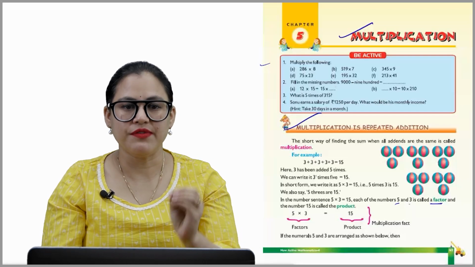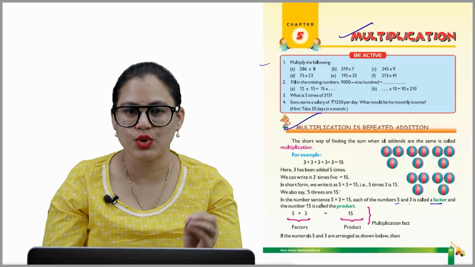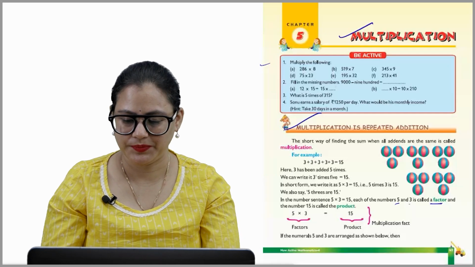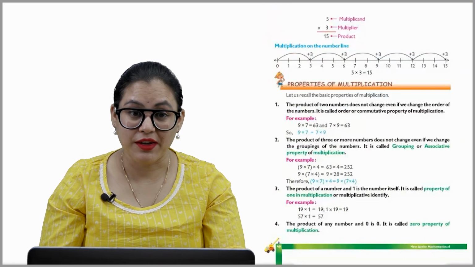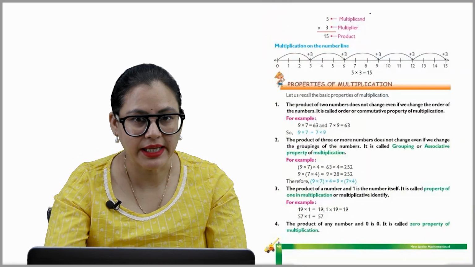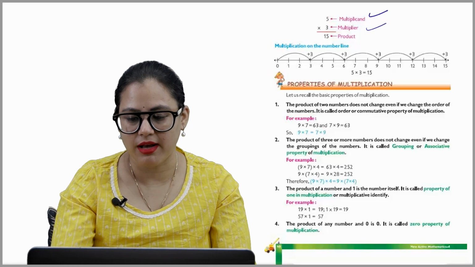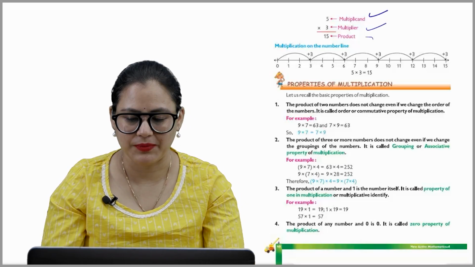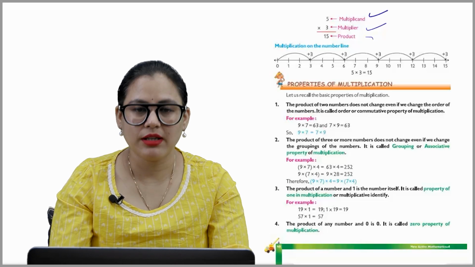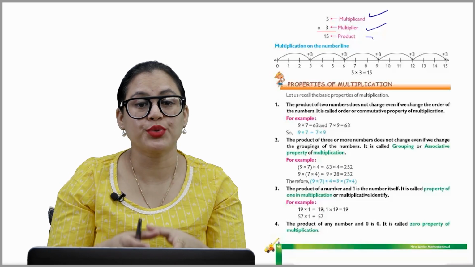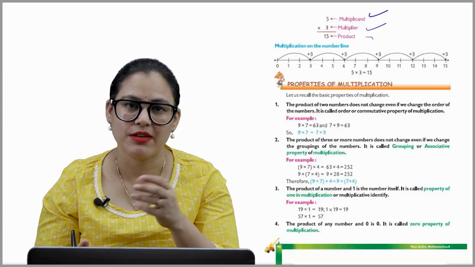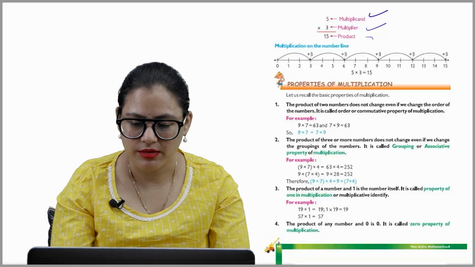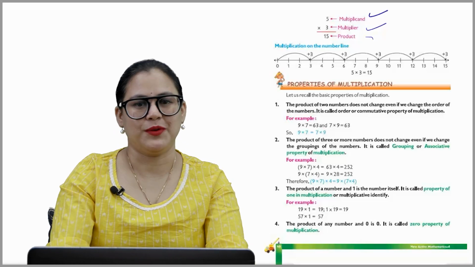If the numerals 5 and 3 are arranged as shown below, then 5 is the multiplicand, 3 is the multiplier and the answer is the product. Multiplication on the number line. See, we are taking jumps of 3 steps. How many times? 5 times. 1, 2, 3, 4, 5.